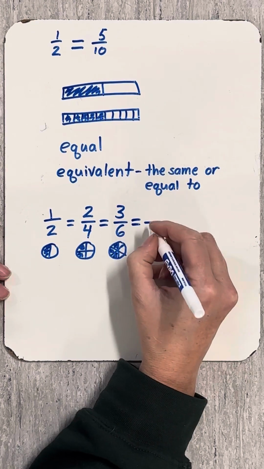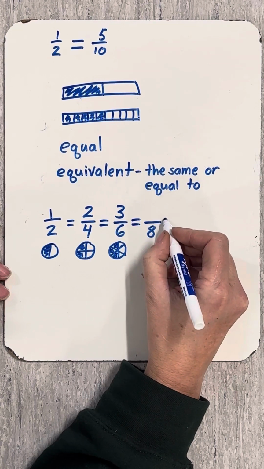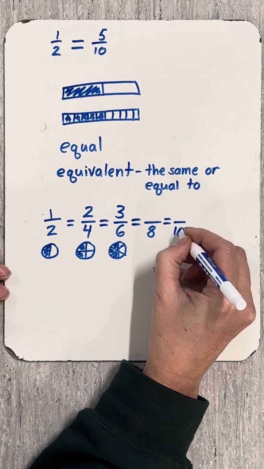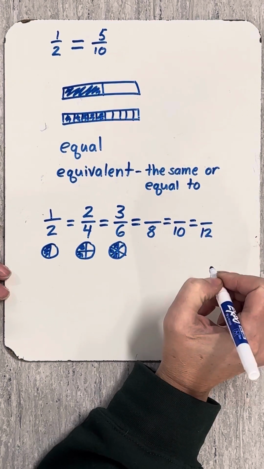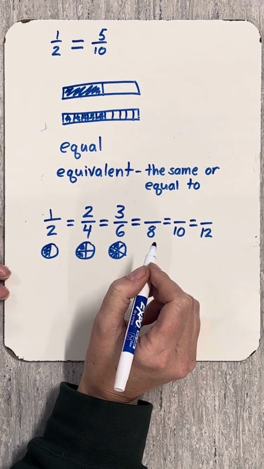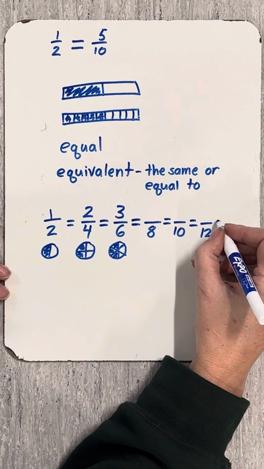Okay, now your mission is to figure out how many 8ths would there be? What about 10ths or 12ths? Is there a pattern you're starting to see that would help you figure out what that would be? I bet you figured it out.